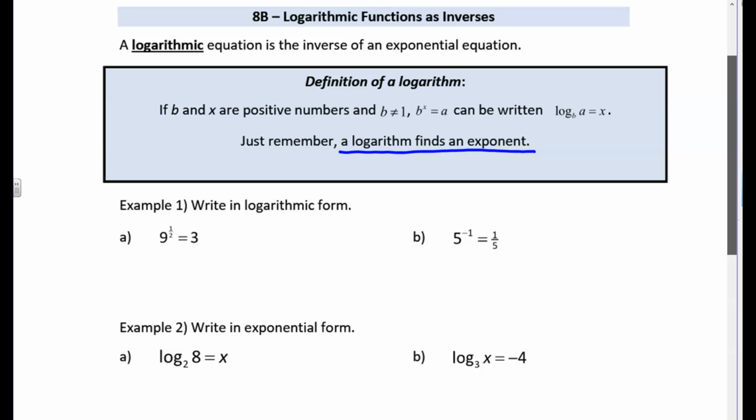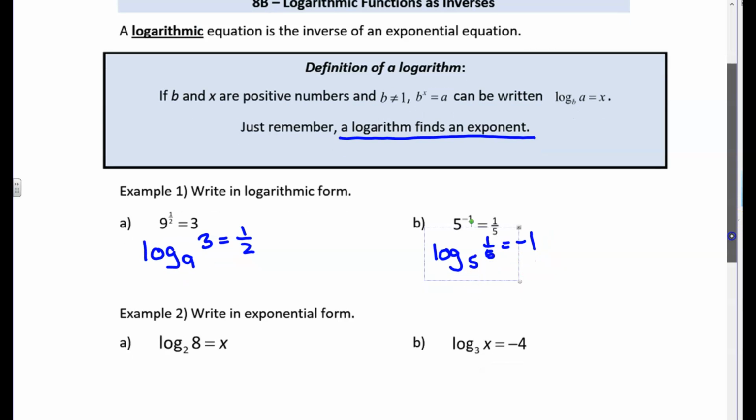So if I have 9 to the 1/2 equals 3, I could write that as a log, as log base 9 of 3 is 1/2. So 9 to the what gets me 3? 9 to the 1/2 gets me 3. Or this guy, log base 5 of 1/5 equals -1. 5 to the what gets me 1/5? Well, 5 to the -1 gets me 1/5.